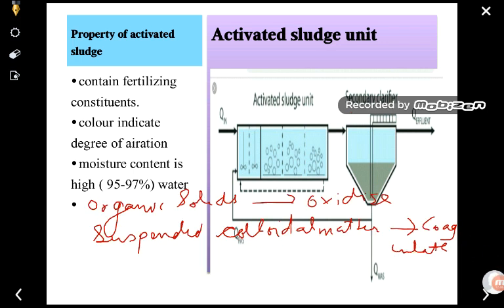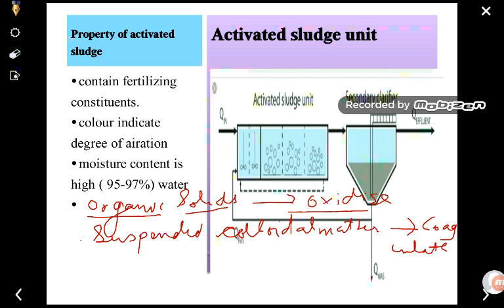So these effects are nothing but, the first is that the organic solids which are present in the sewage get rapidly oxidized. So the effect is, when activated sludge is added to the effluent and then it is added to the sewage, the organic solids present in the sewage rapidly oxidize.